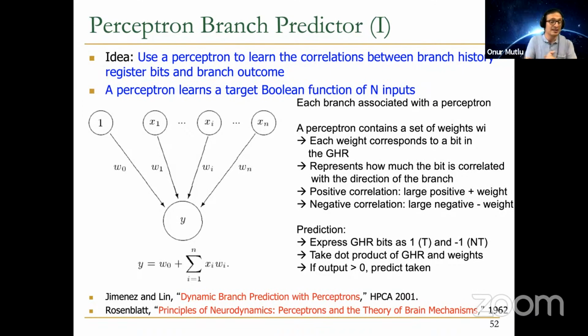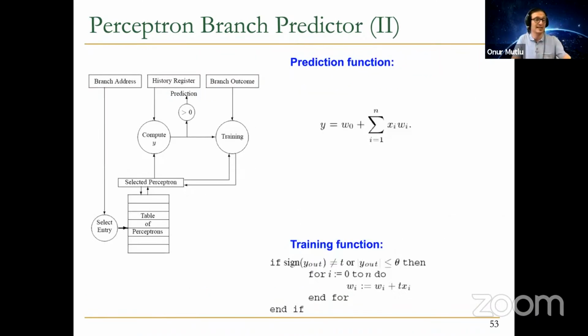It's limited to the limitations of perceptron, but perceptron is easy to build in hardware, but we will see that this is even hard to build in hardware. And this is what it looks like, basically. With the branch address, you go into a table of perceptrons, you select the perceptron, and you compute the output by taking the dot product of the perceptron weights and the history register, and you make a prediction after you compute this output. That's the prediction function. And once you have the branch outcome, you train the perceptron, right?